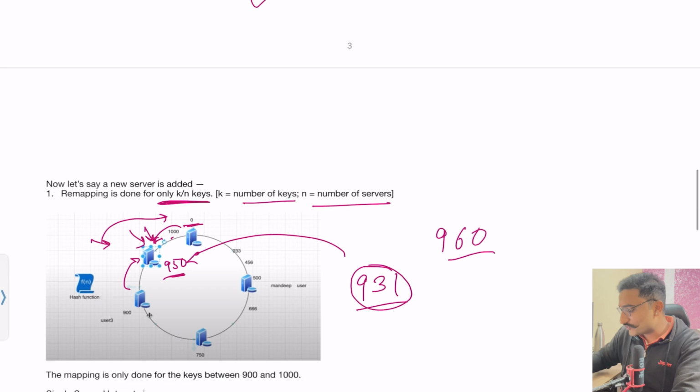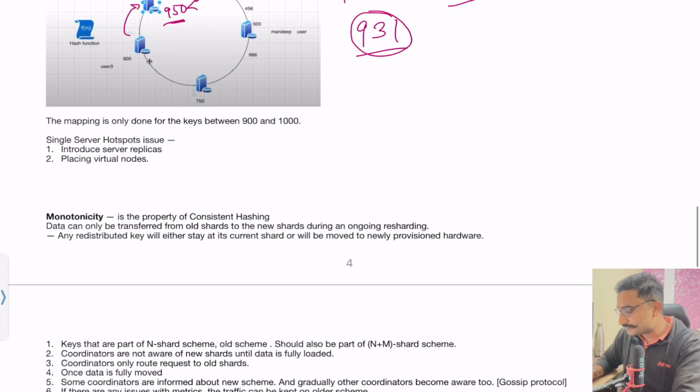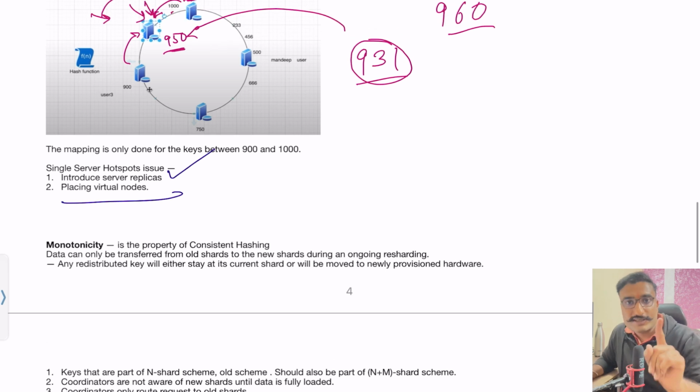To avoid that, there are a few things you can do. First, you can introduce server replicas so that your requests are distributed, and you can serve your read requests through these replicas. Another thing is, you can place virtual nodes. This placing of virtual nodes we discussed in our Dynamo series. We created 3 videos where we discussed the Dynamo architecture, the 2007 Dynamo paper, not DynamoDB, which talks about consistent hashing and placing virtual nodes.